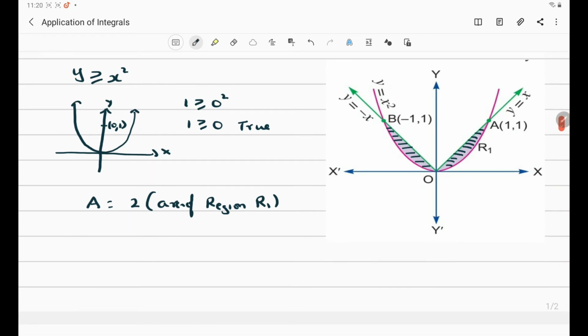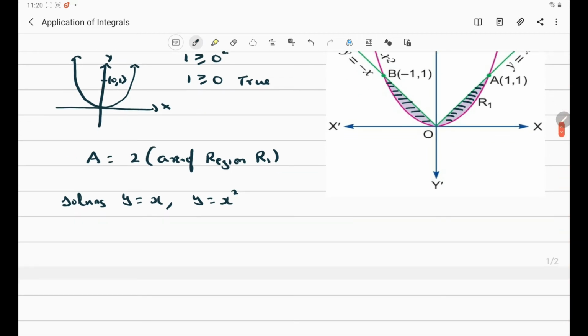Now in order to find this area in the region R1, we have to first of all find the coordinates of point A. This point A is the intersection of the parabola and the modulus graph, where we can write the solution by solving y equal to x and y equal to x square. So on solving these two equations, we are going to get the point of intersection of the modulus graph and the parabola.